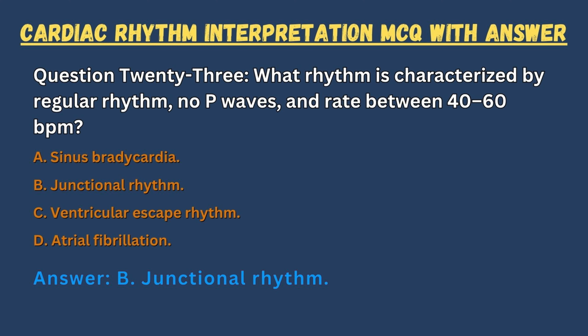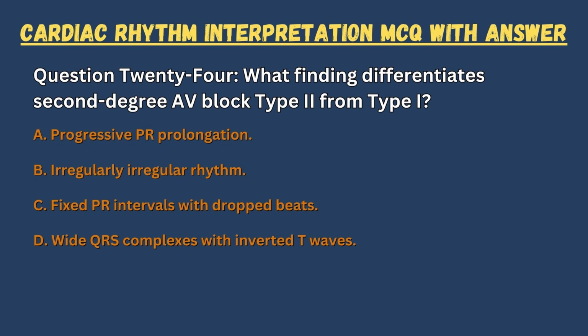Answer: B. Junctional rhythm. Question 24. What finding differentiates second-degree AV block type 2 from type 1? A. Progressive PR prolongation. B. Irregularly irregular rhythm. C. Fixed PR intervals with dropped beats. D. Wide QRS complexes with inverted T waves.